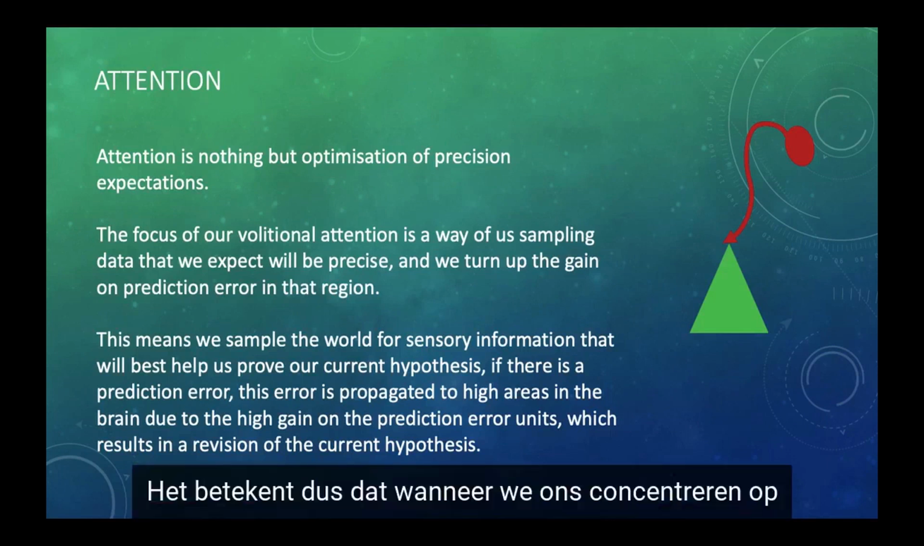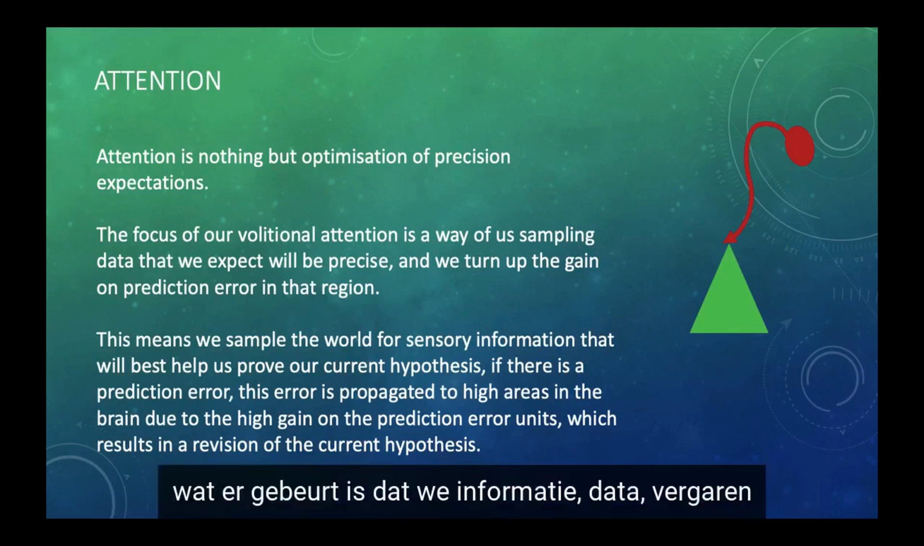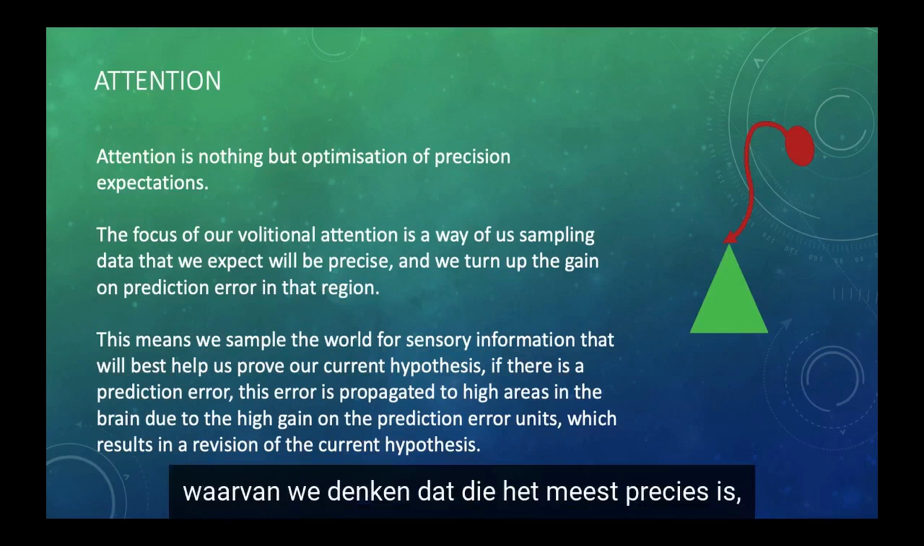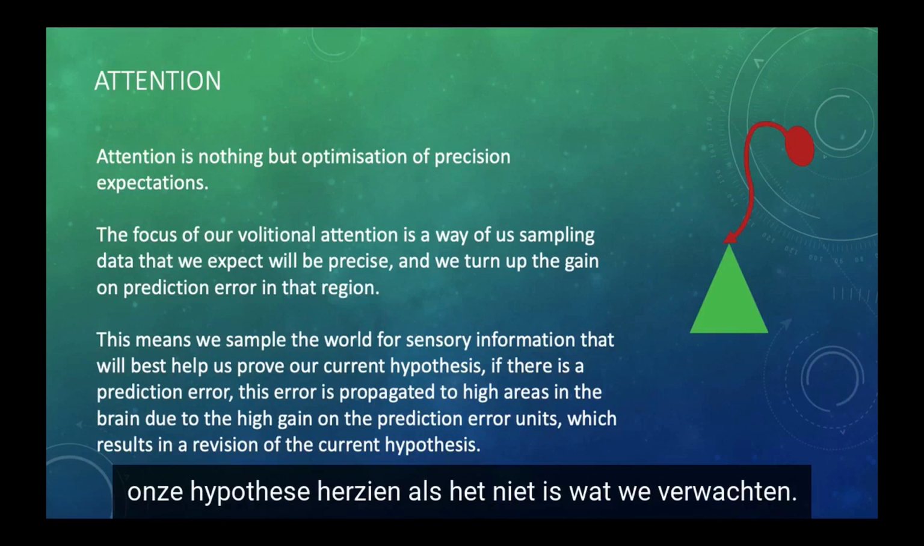So it kind of means, when we're focusing on things, when we're looking and we're being attentive, listening out for something, what's happening here is that we are sampling the data that we think is most precise. We're turning up the gain on those units, and then we can revise our hypothesis if it's not what we expect.